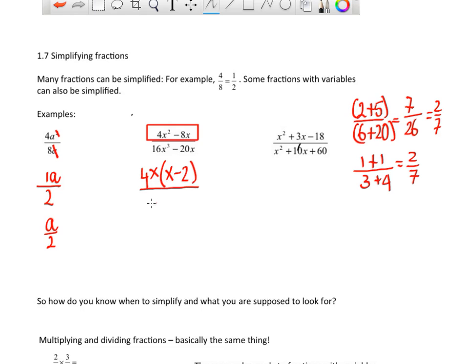Do the same thing in the bottom. 16 and 20 have a 4 in common, so 4. 3x is 1x, so x comes out. That leaves you with 16 divided by 4 is 4. 3 x's, I took one of them over there, so that's an x squared. Minus 20 divided by 4 is 5. And the x is gone, so that's it. Now you can cancel, and that leaves you with x minus 2 over 4x squared minus 5.